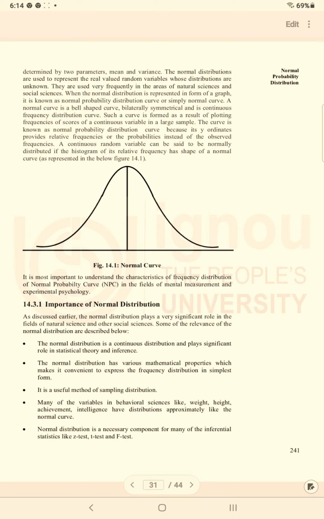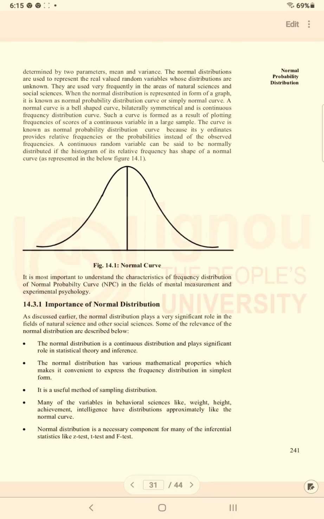14.3.1 Importance of normal distribution. As discussed earlier, the normal distribution plays a very significant role in the fields of natural science and other social sciences. Some of the relevance of the normal distribution are described below. The normal distribution is a continuous distribution and plays significant role in statistical theory and inference. The normal distribution has various mathematical properties which makes it convenient to express the frequency distribution in simplest form.